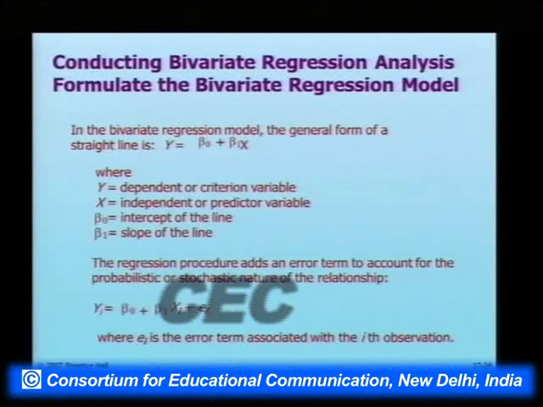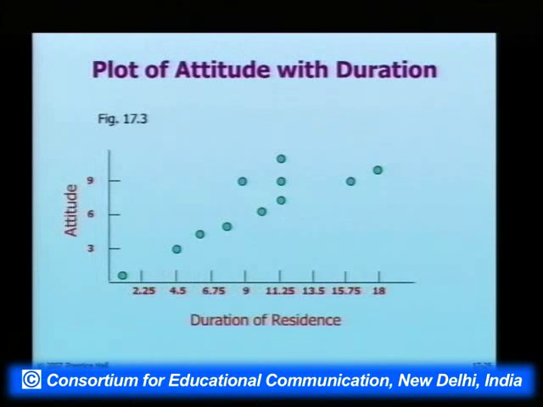This is the equation which we have already talked about, and we are going to estimate the parameters beta 0 and beta 1 by using the regression equation. Now here is the scatter diagram, as the first step, for finding out the relationship between attitude and duration of residence. If you look at the scatter diagram, it indicates that as the duration of residence, which is on the x-axis, increases, the attitude towards the city also becomes more and more positive. It seems that there can be a linear relationship and we can fit a line using these points.